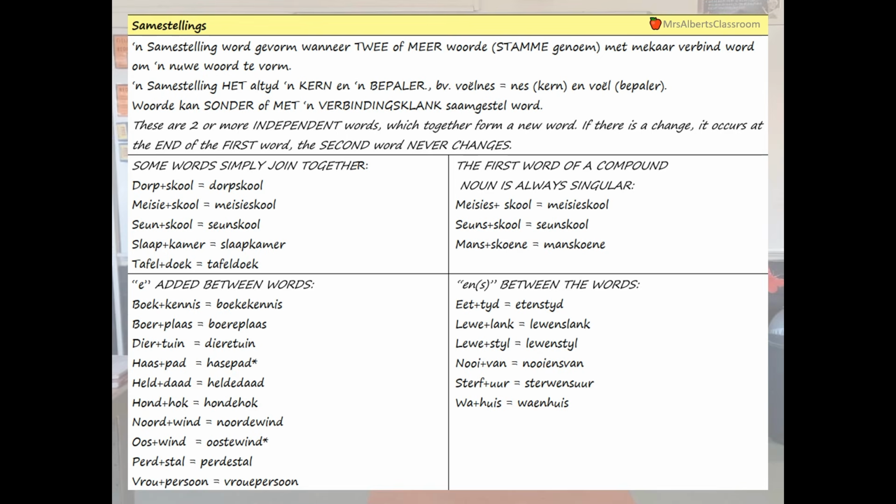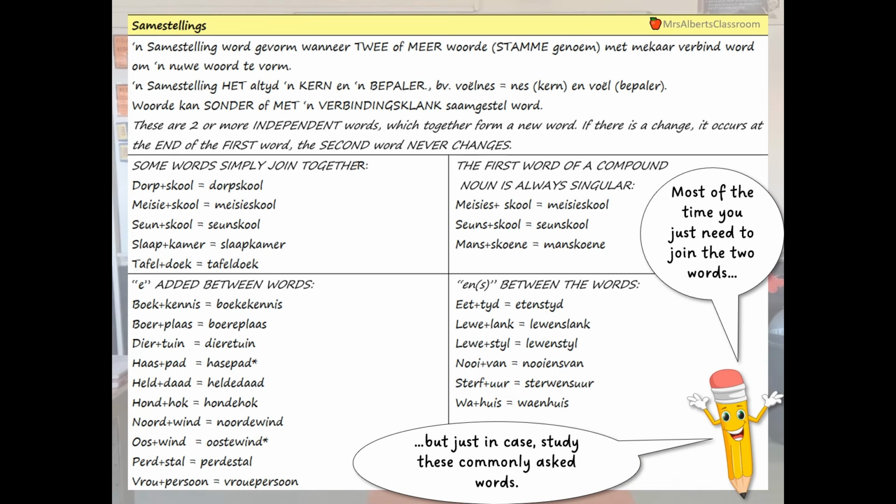Samenstellings, that is part of your morphology. There are also rules as to when to put specific verbindingsklanke into the word. So most of the time you just need to join the two words, but just in case, study these commonly asked words. You'll see that words like "lewe" will always have "lewens" something. So "lewenslank," "lewensstyl." So look out for these ones.